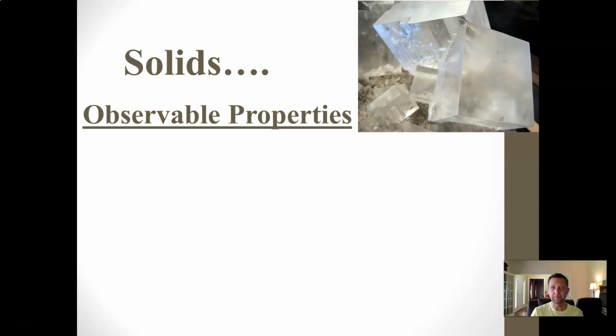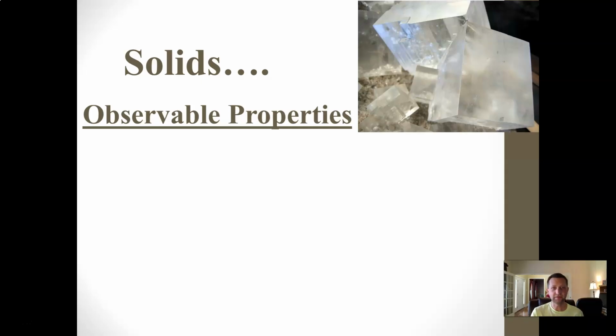So an observable property is, if you have a hunk of solid on your desk and you look at it, what can you observe? I get students telling me a lot about different particles and how the particles move. Well, you can't really see that, right? If you had a Lego structure on your desk, you can't see the particles of the Lego moving, right? What could you observe about that Lego structure on your desk?